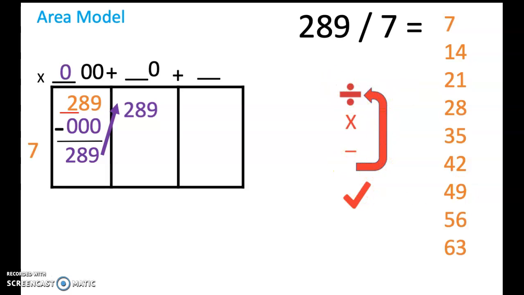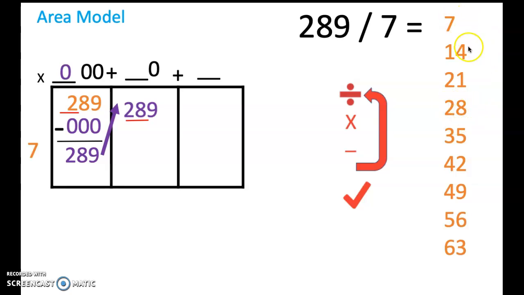Back to divide. We are in the tens place, but we had some leftovers from the hundreds place. So now we have 28 babies that we're going to divide between 7 people. So let's look at our multiplication chart. The closest we can get is 28.